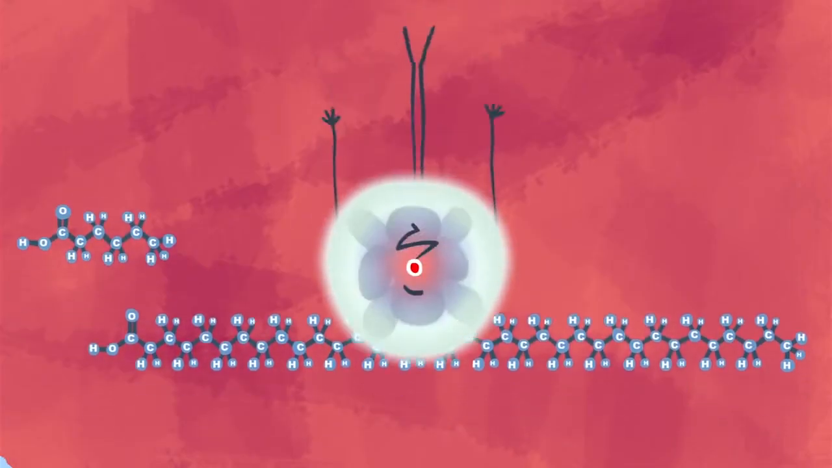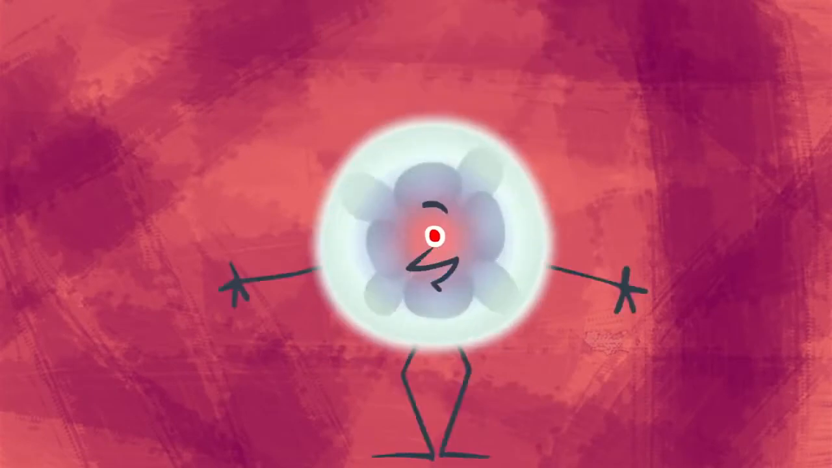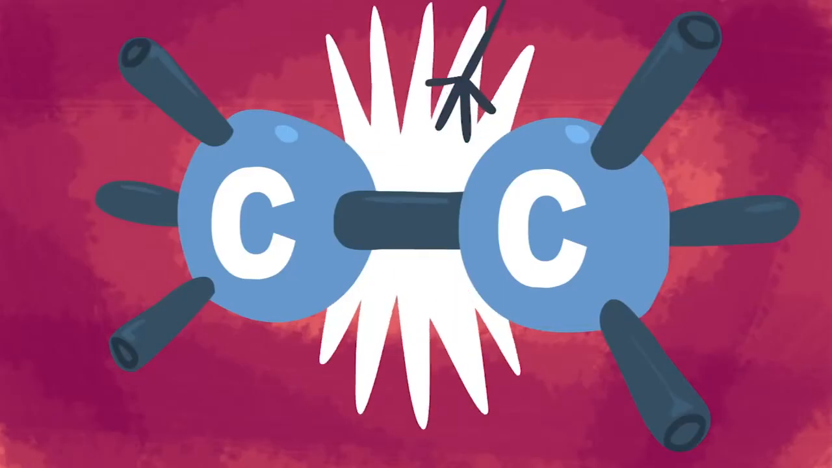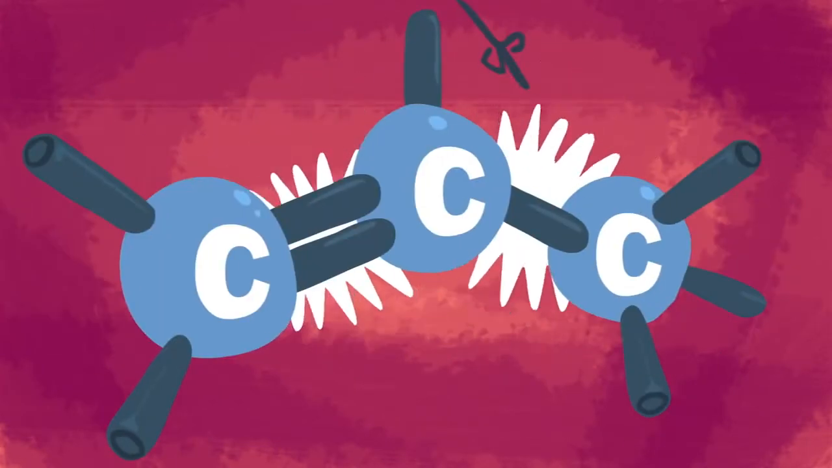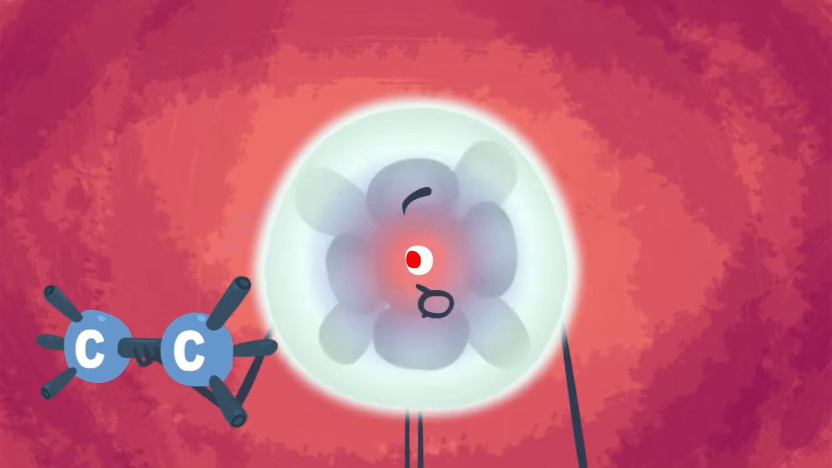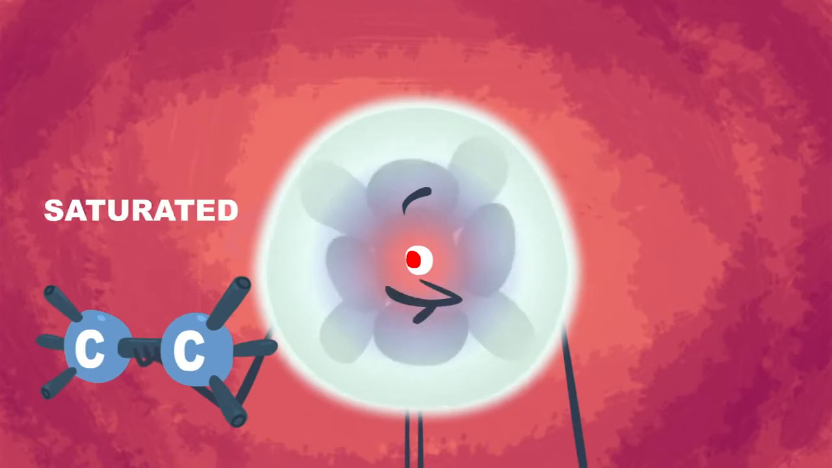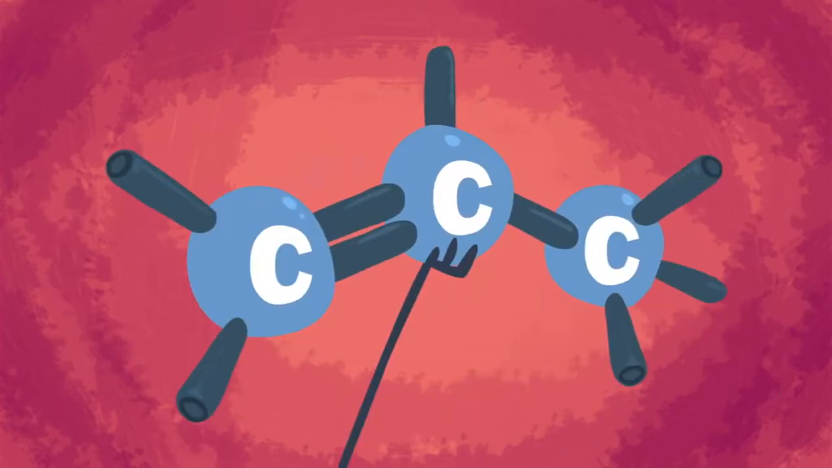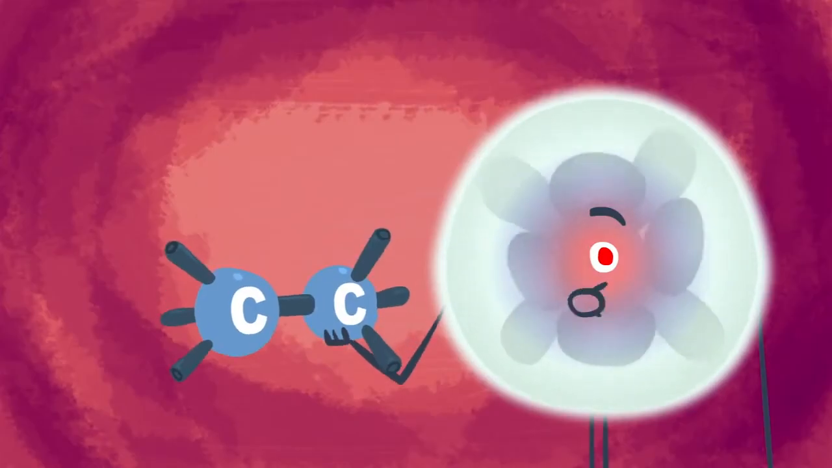One is length. Fatty acids can be short or long. Another, more important difference is the type of bond between the carbon atoms. Some fatty acids have only single bonds. Others have both single and double bonds. Fatty acids with only single bonds are called saturated, and those with one or more double bonds are called unsaturated. Now, most unsaturated fats are good for you, while saturated fats are bad for you in excess.